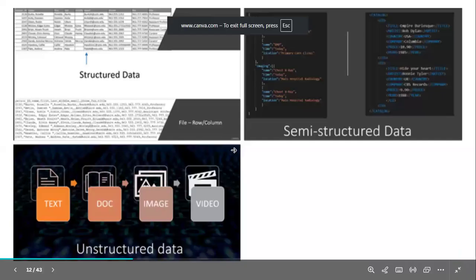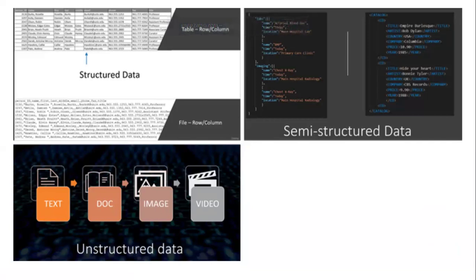Now, as highlighted before, we have three types of data: structured, semi-structured, and unstructured data. What is structured data? The data which is in a readable format, that we call structured data. So the data I'm storing in tables, that we call structured data.